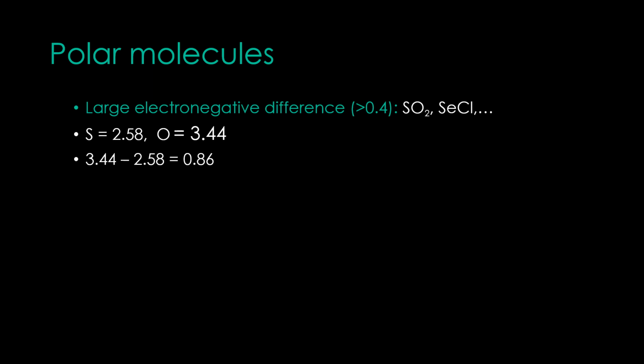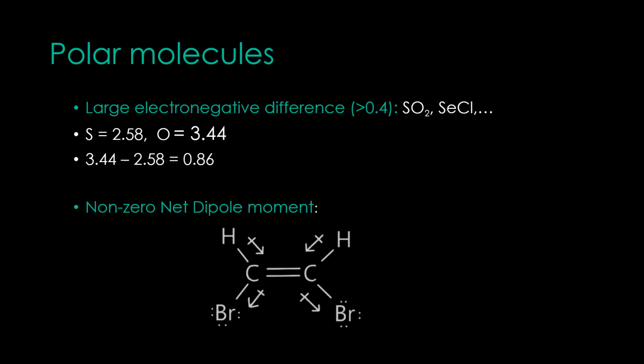A final way I'm going to show you how to identify a polar molecule is by determining the net dipole moment of a compound. If it is not 0, then it is a polar molecule. Let's look at cis-dibromoethene as an example. In the bond between carbon and bromine, since bromine is the more electronegative element, the dipole moment of the bond is in the direction towards bromine.